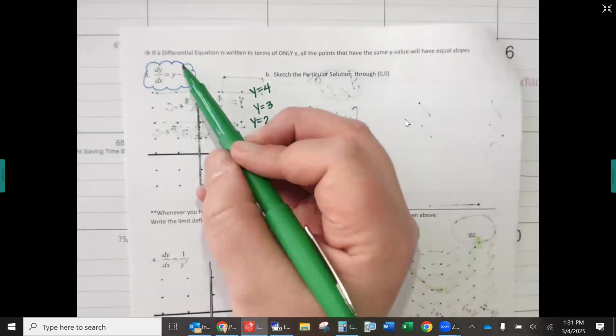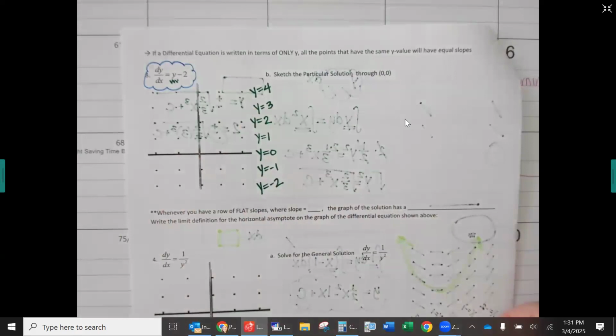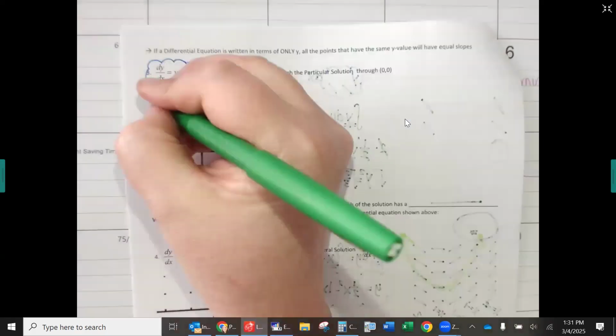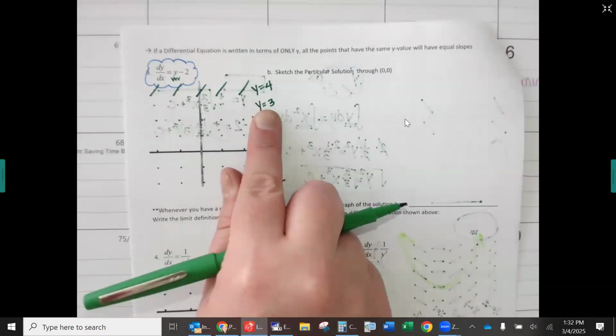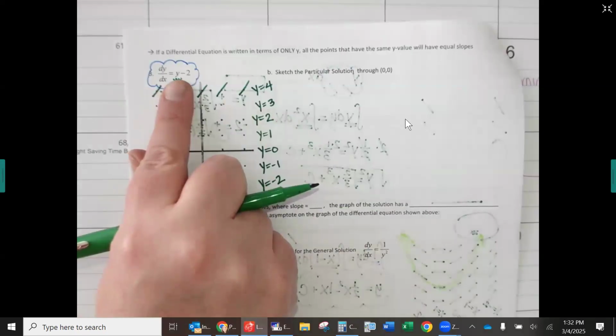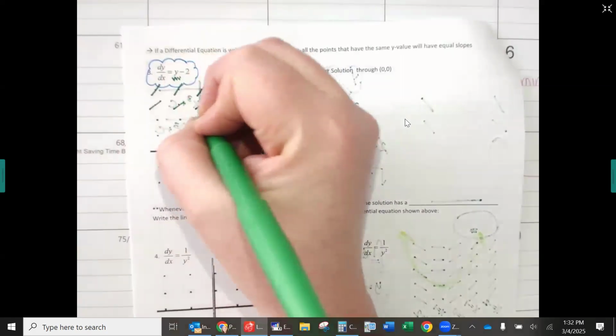Okay, let's start with 4. If I take a y value of 4 and I plug it in here, what would 4 minus 2 be? 2. So I want you to draw an approximate slope of 2. It should be uphill and a little bit steeper than a perfect diagonal. So draw it in like that. Next I'm going to go to 3. I'm going to take my y value of 3 and plug it into this slope field differential equation. What's 3 minus 2? 1. Then these should all be perfect diagonals uphill.